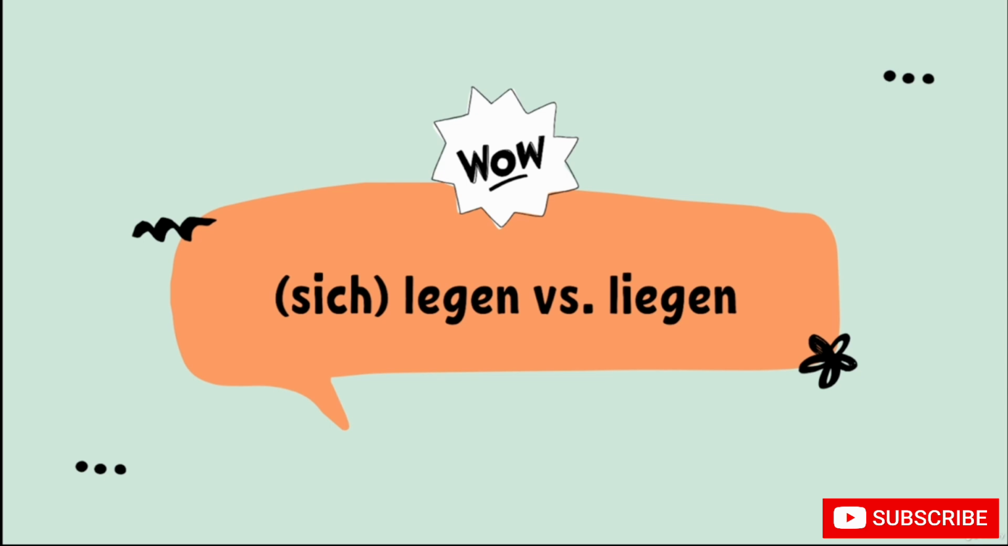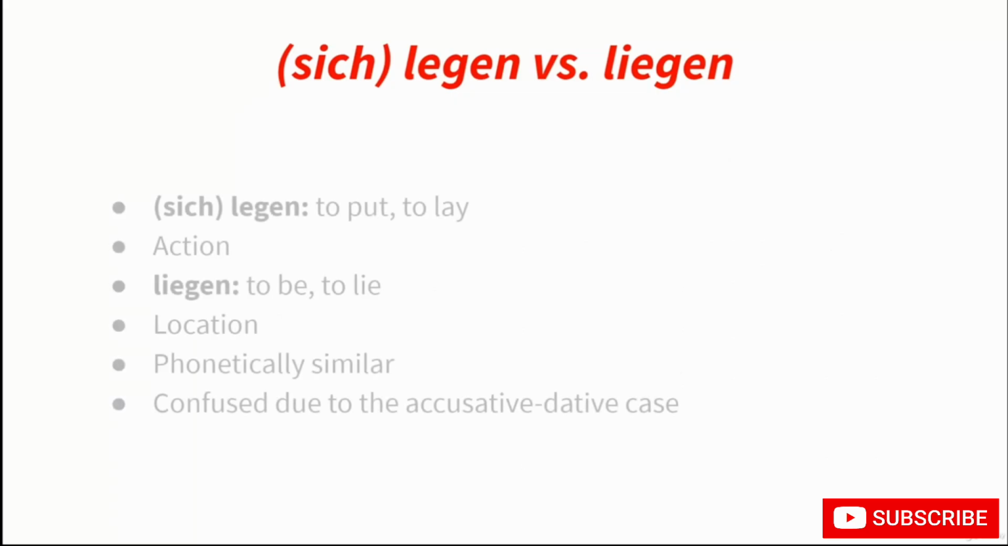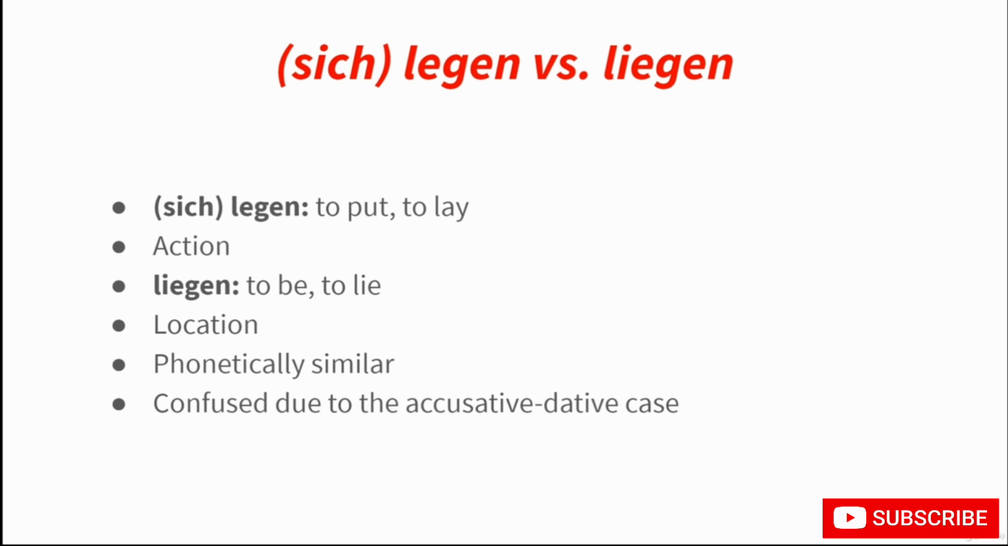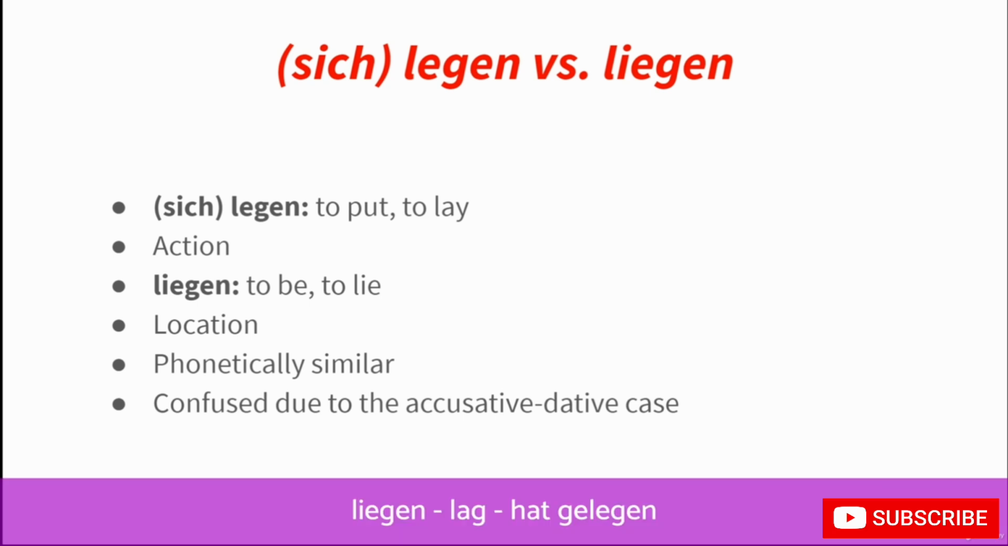Let's get started. Legen means to put or to lay. It's a reflexive verb, that's why when I lay myself down, then sich legen must be used. And it indicates action. I'm putting something somewhere, or I am laying something somewhere. Liegen means to be or to lie, and it indicates location.